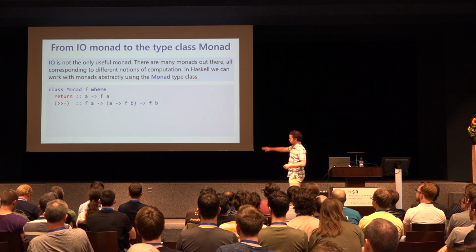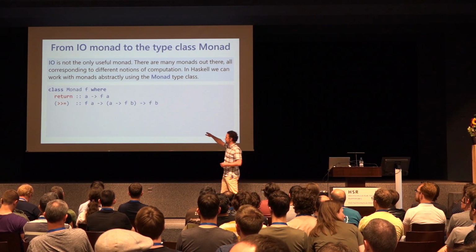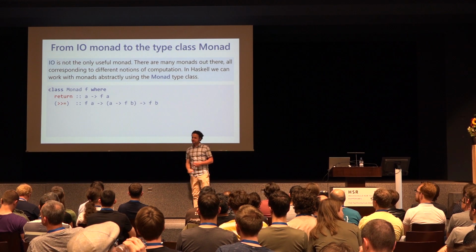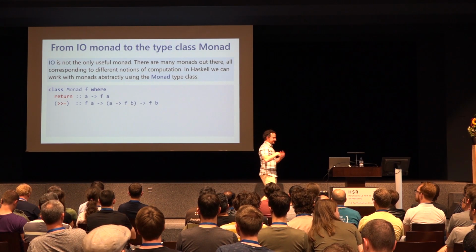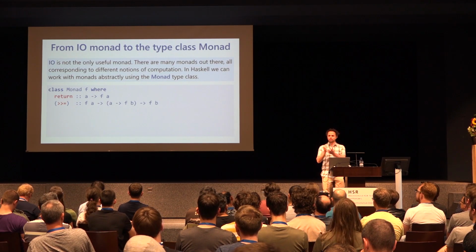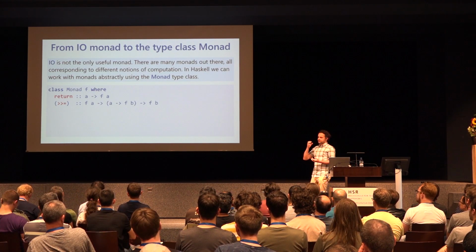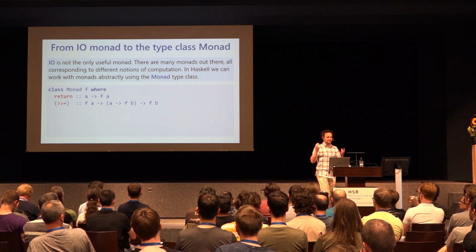And it has two methods. One of them is bind, the same as we've seen with I/O. But the other one is return. It is used to embed pure values into this impure world of computations, so you forget that they were pure and treat them as if they were impure.